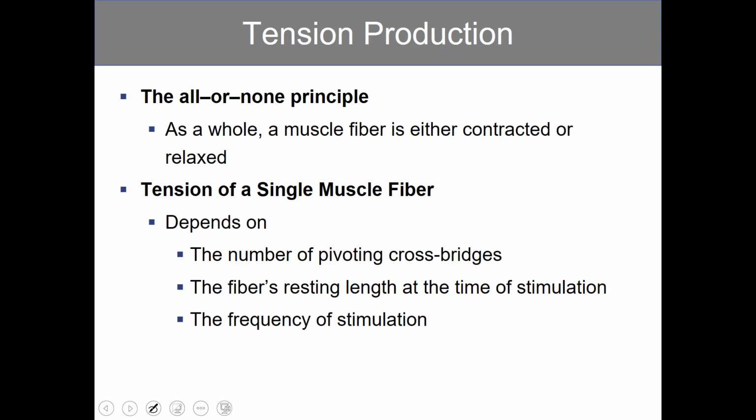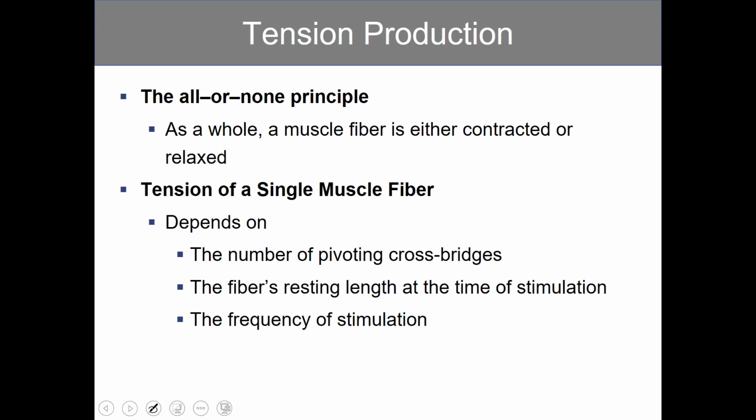As a whole, a muscle fiber is either contracted or relaxed. We refer to that as the all or none principle. What this states is that a particular muscle fiber is never going to be half contracted and half relaxed. As the action potential travels along the sarcolemma and down the T-tubules, the entire muscle fiber acts as one unit. So it's the all or none principle.